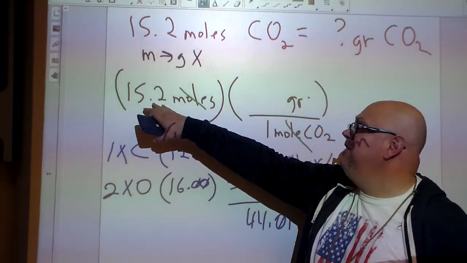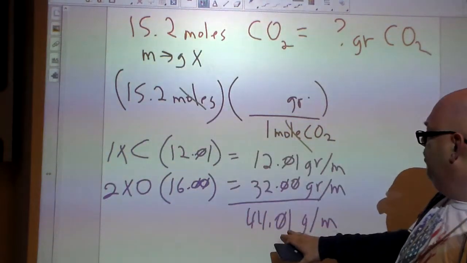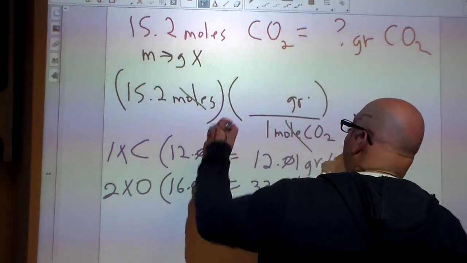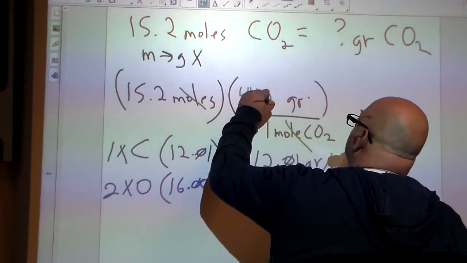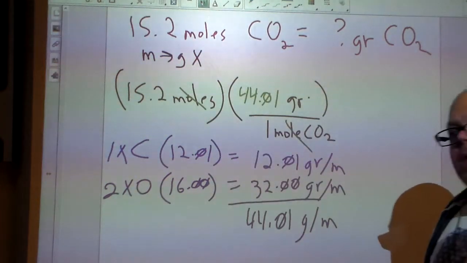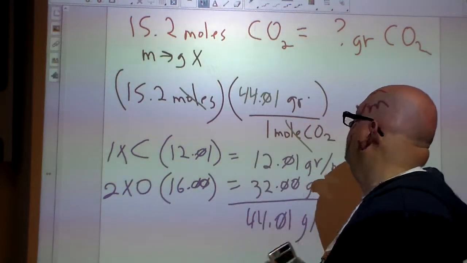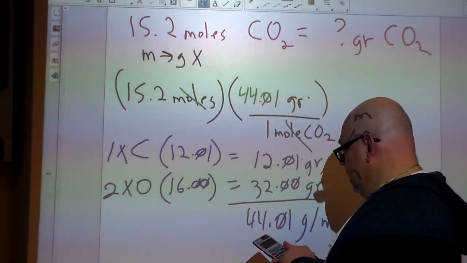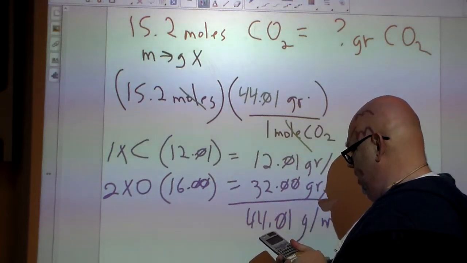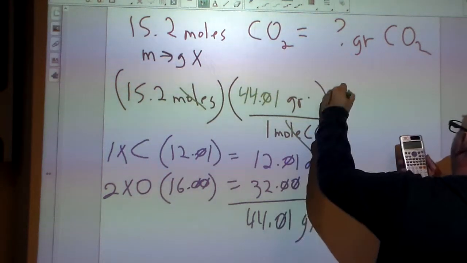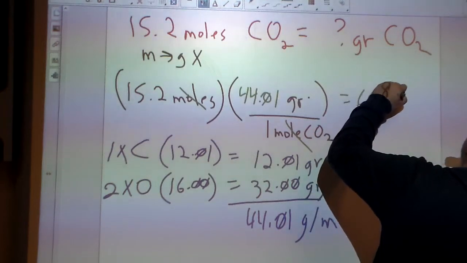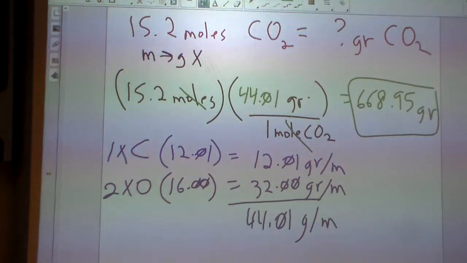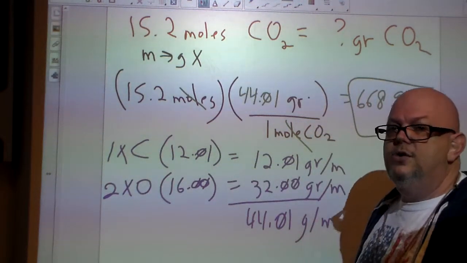Because if we've got 15.2 moles and we know the grams per mole, now let's just plug in 44.01. Okay? So I've got 15.2 times 44.01 equals 668.95 grams. So that's how many grams total I have of this CO2.